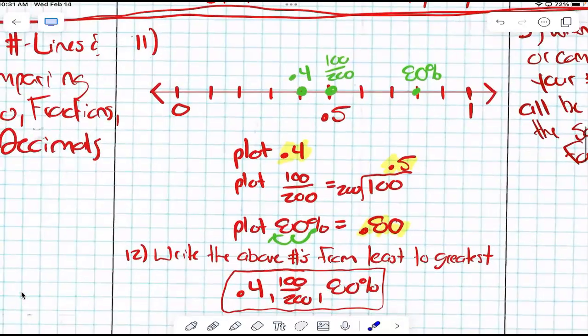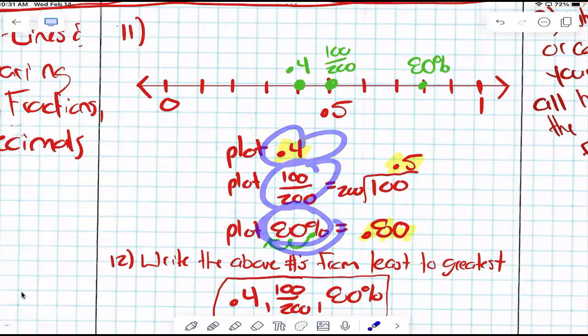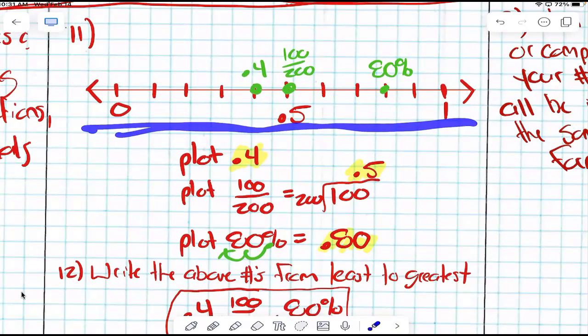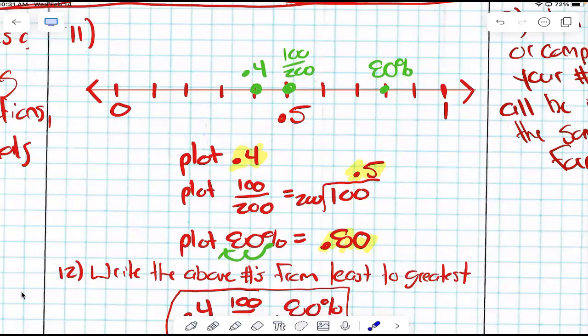Number 11. So these 3 numbers I asked you to put onto the number line above, yes? Okay, 4/10. When you look at this number line, what is it numbered by? What form is it in? Decimal, percent, or fraction? Decimal. So if we have a decimal number line, we need to change all of our points into decimals, yes? So obviously 4/10, you don't need to change it because it's already in decimal form.